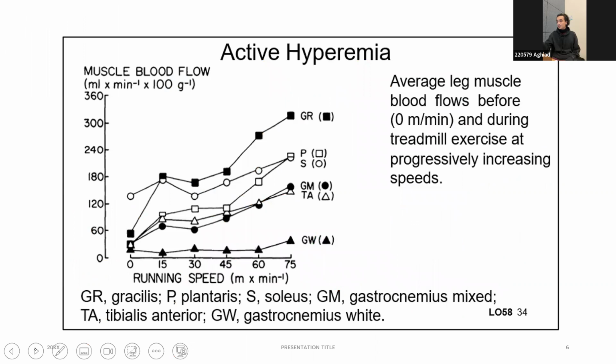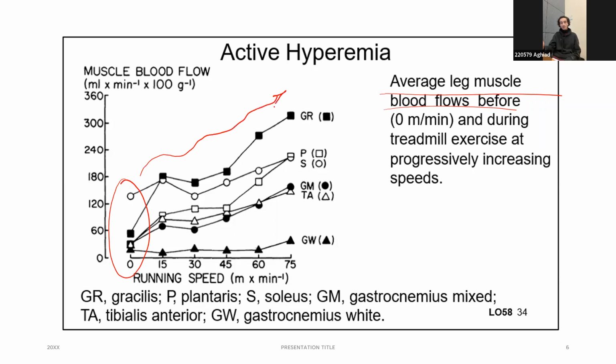And this is just to show you active average leg muscles blood flow before and during treadmill exercise at progressively increasing speeds. So we start off here, and the more the muscles work, the more the metabolites accumulate, right? The more the blood flow, as you can see here. Is that cool? All right. This is just an example. You don't need to get into the nitty gritty of gracilis or plantaris. It's just to show you that basically the more the tissue works, the more the muscle works, the more the blood flow. Why? Due to increased metabolites.